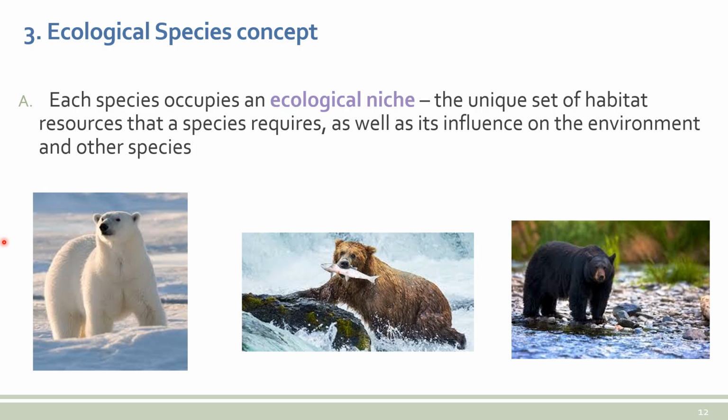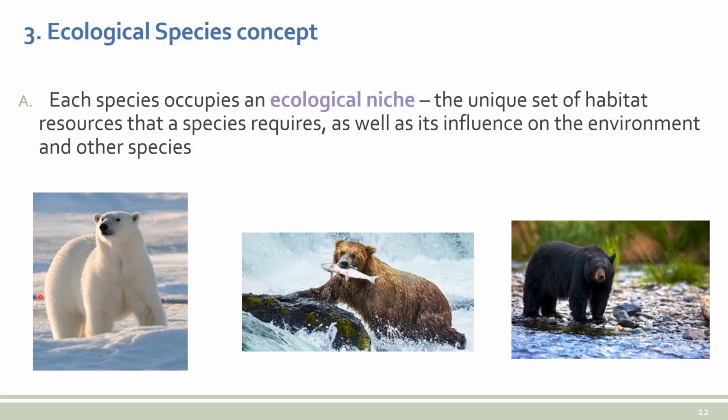So the ecological species concept defines a group of organisms by their ecological characteristics, by the habitat and the food they eat and the way that they utilize their environment. So if we were using the ecological species concept to talk about these three different bears, we might define a polar bear by living in the Arctic, having a set of specific adaptations for that environment, and then also eating a specific diet.